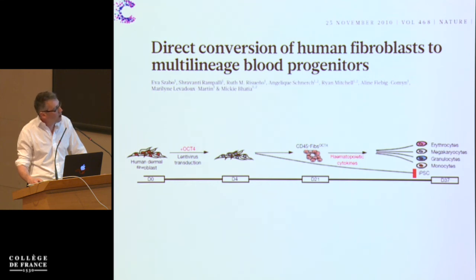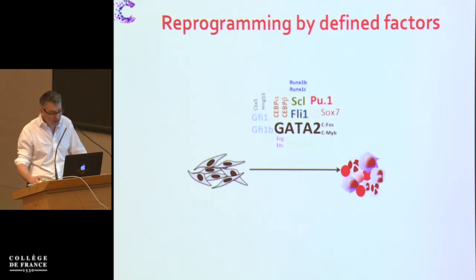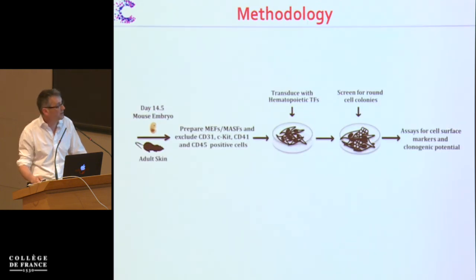And we tried to do this, and a lot of labs tried to reproduce this, and it didn't work in our hands. So we had to go after something else. What we decided to do, like Yamanaka has done, is to take a bunch of early hematopoietic transcription factors and ask: if we express them in fibroblasts, do we get blood cells?